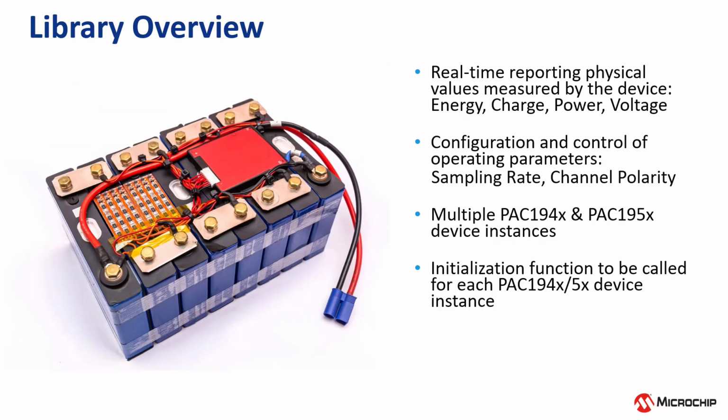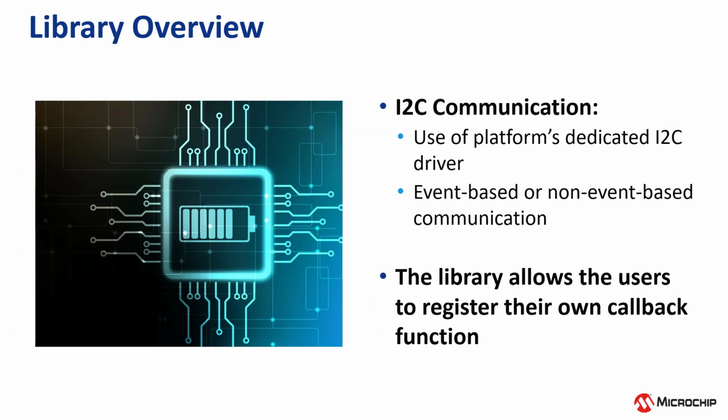The PAC194 and 50 library contains functions for real-time reporting measurement such as energy, charge, power, and voltage, and functions for configuration and control of the operating parameters such as sampling rate, channel polarity, and others. The library was designed to allow the use of multiple devices and has an initialization function that must be called for each instance. For I2C communication with the PAC devices, the library uses the platform's dedicated I2C driver and can be easily adapted to either an event-based communication by registering a callback function or to a non-event-based communication by polling the state of the communication sequence.